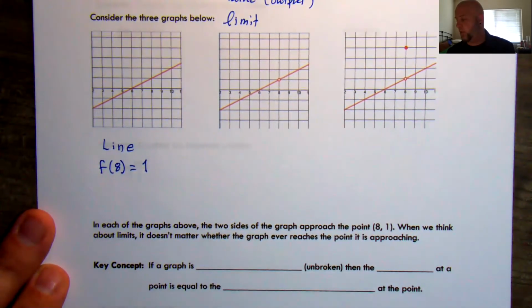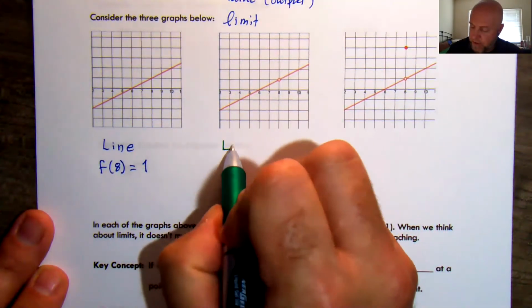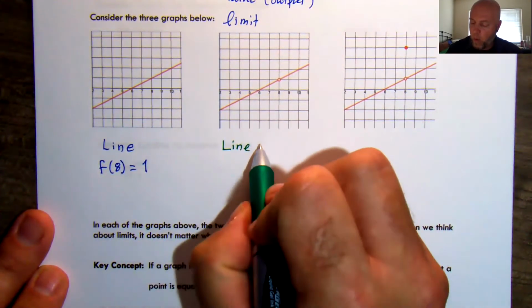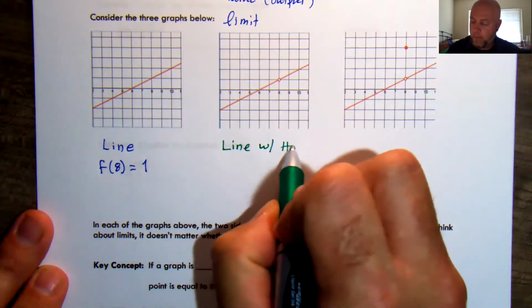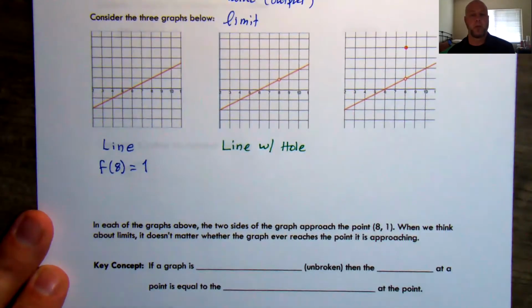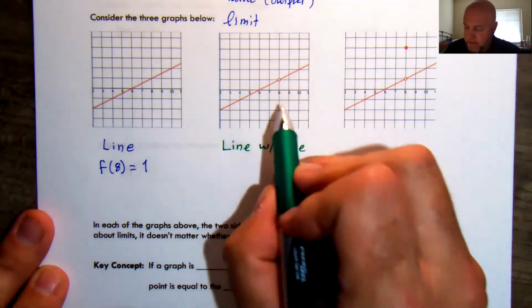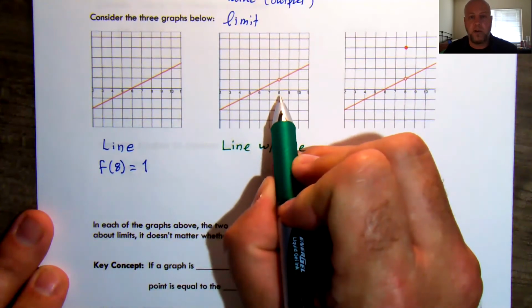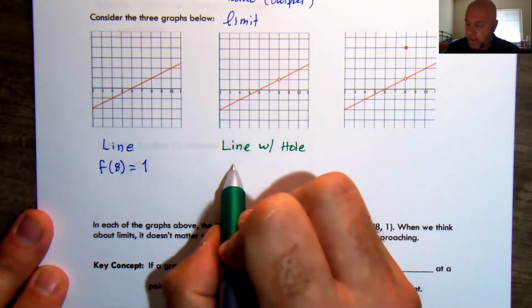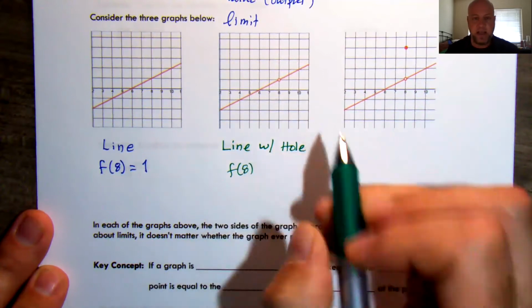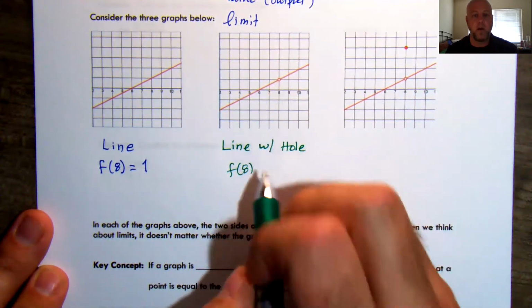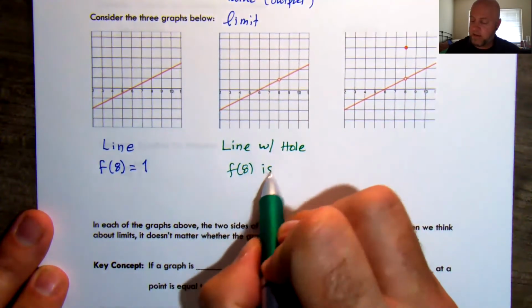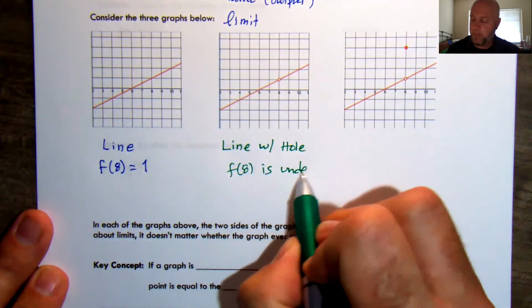I'm going to go ahead and jump over to the next picture and describe this one as a line with a hole. And so when we want to talk about the same thing, what's happening on the graph when x is 8, we can see that the function doesn't have a point value there. We say f of 8 is undefined.